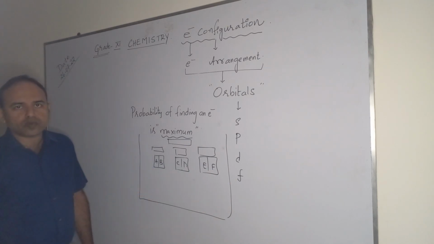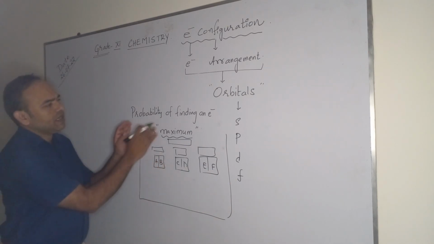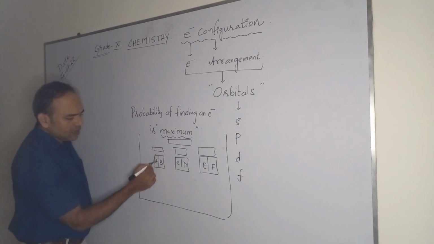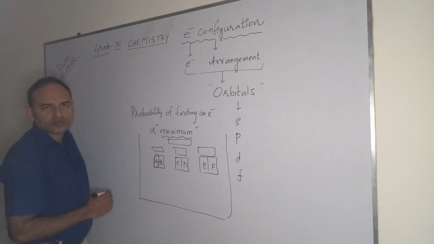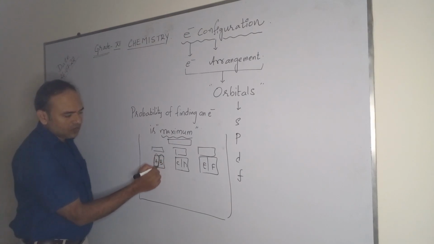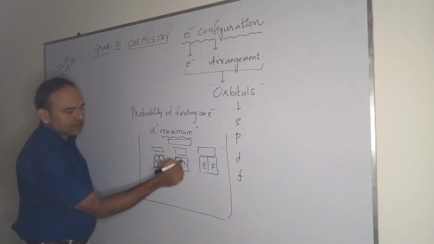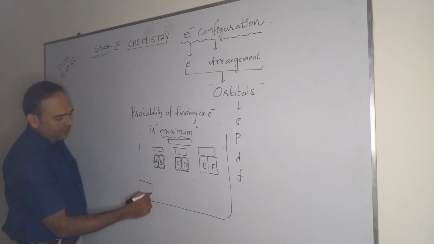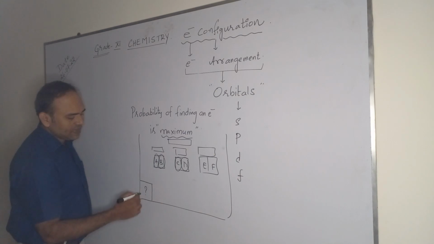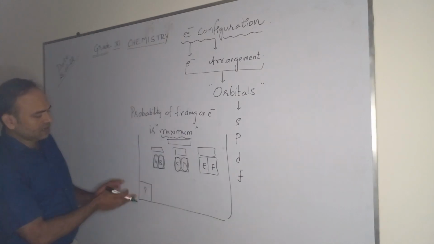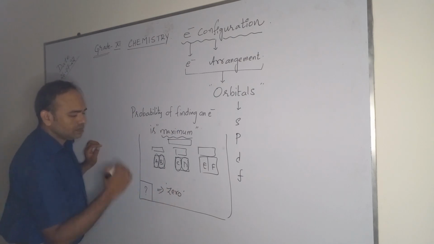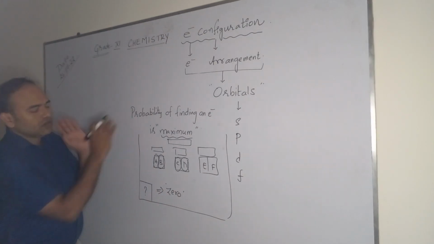If I ask you, what is the probability of finding students? You will say that this is the probability of finding student A. Here you find B, here you find C, D and so on. But if I ask you about the corner of the classroom, can you find any student? You will say that the probability of finding the student is 0. Apply the same thing to this.